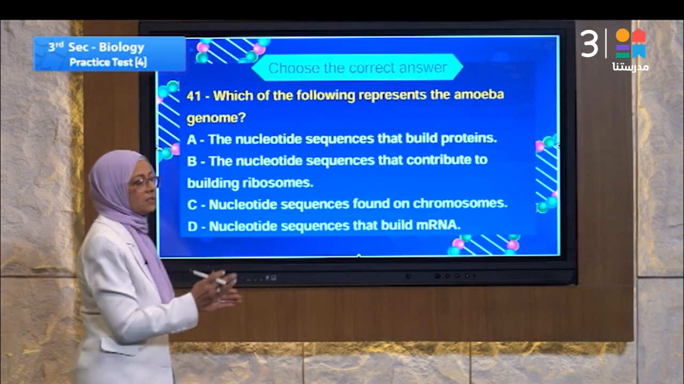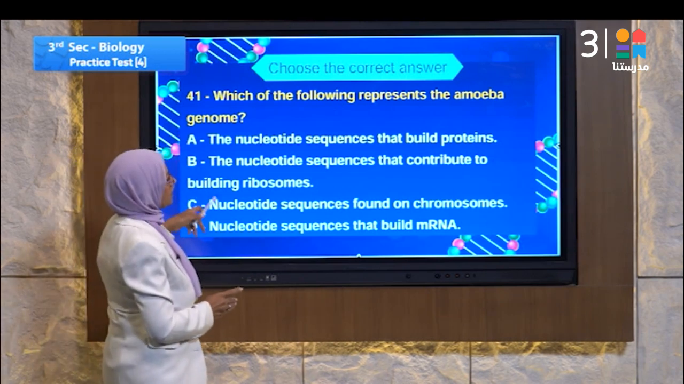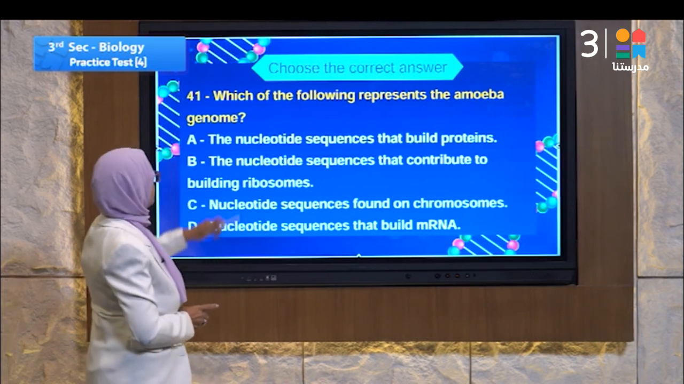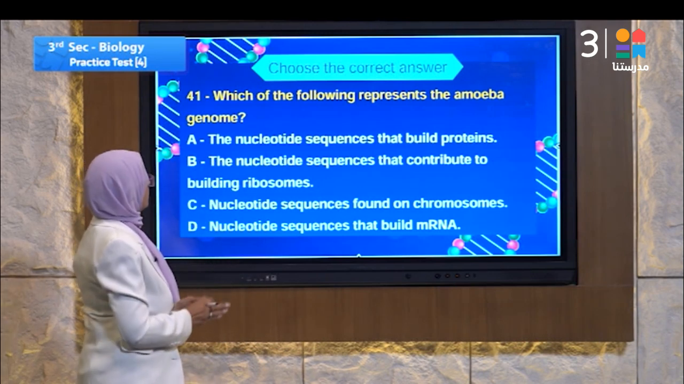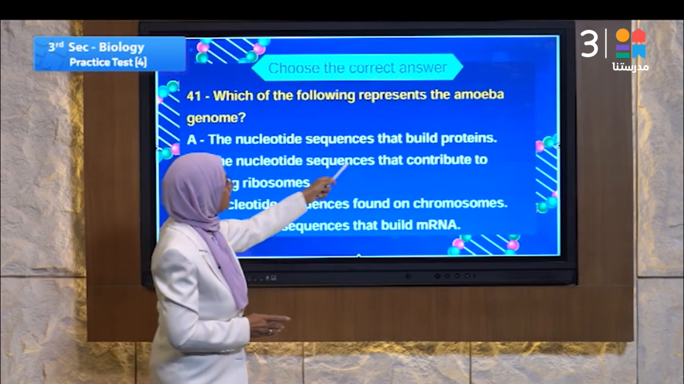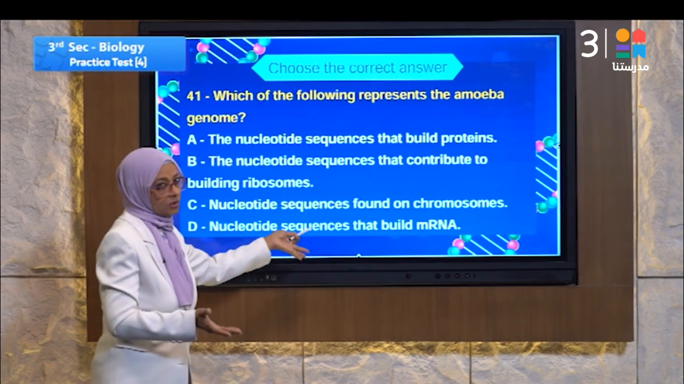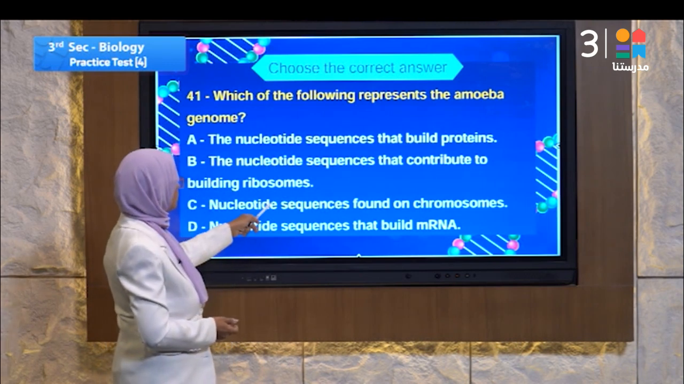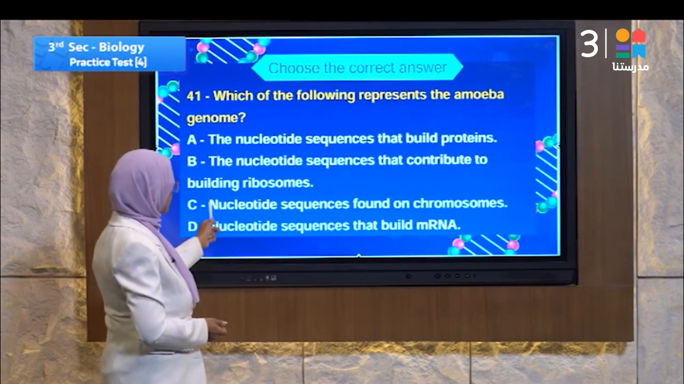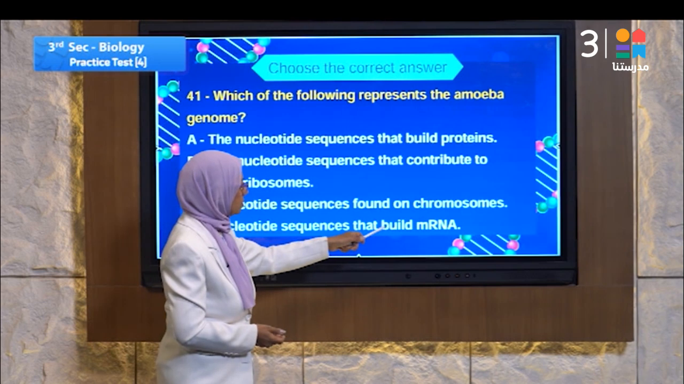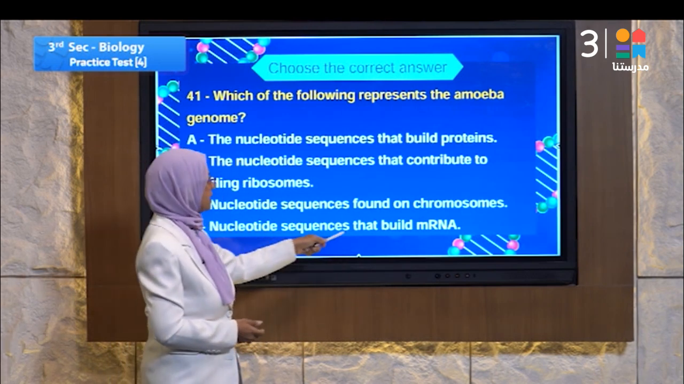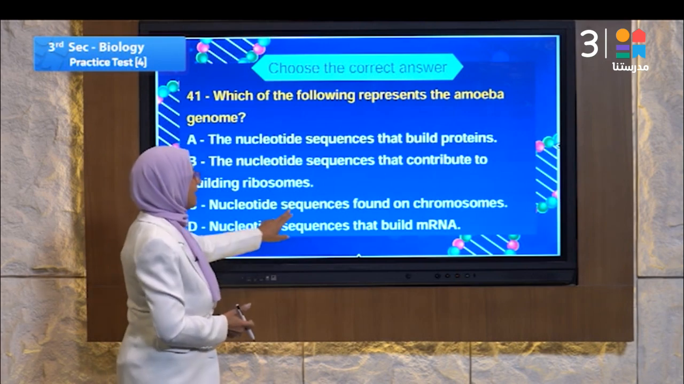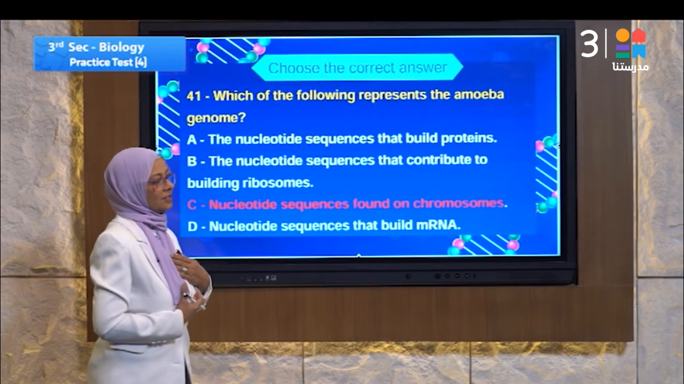Let's go to the answer. Which of them represent the amoeba genome? Number A, nucleotide sequence that build the protein? No. Nucleotide sequence that contribute to building ribosomes? Nucleotide sequence found in the chromosome? Nucleotide sequence that build RNA? I think the answer, you know it before I speak about it.